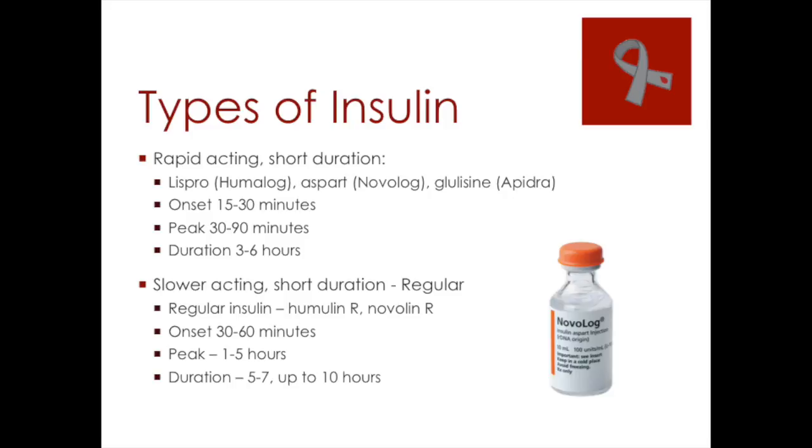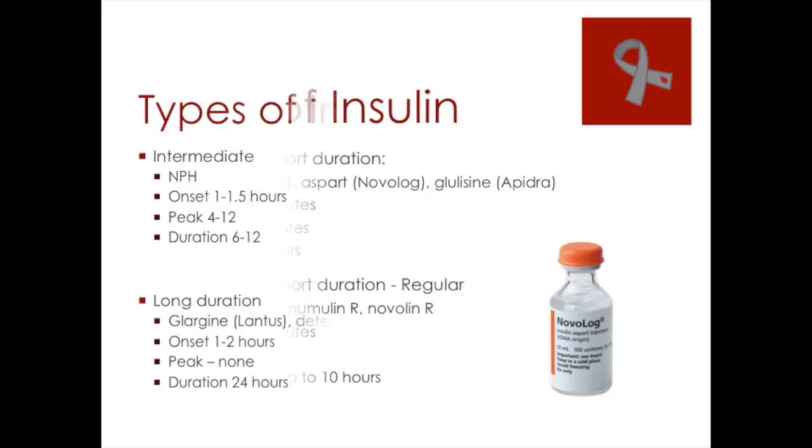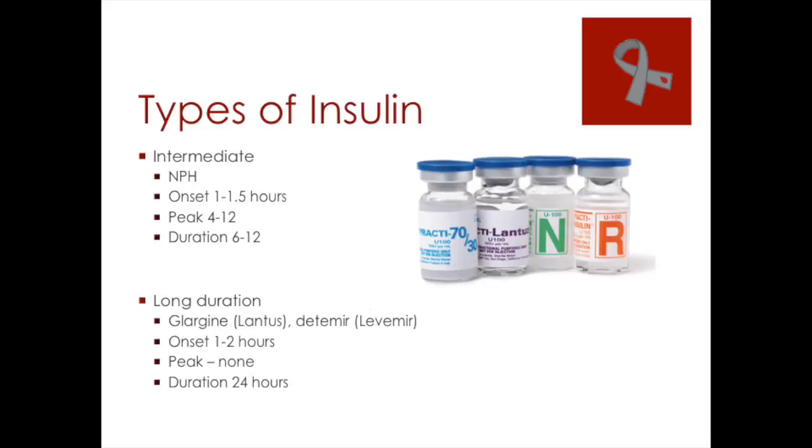Regular insulin includes Humulin-R and Novolin-R insulins. The onset is 30 to 60 minutes. It peaks in 1 to 5 hours and lasts 5 to 7 or up to 10 hours. Intermediate acting insulin is the cloudy suspension called NPH. Onset is 1 to 1.5 hours. It peaks in 4 to 12 hours and lasts for 6 to 12 hours.